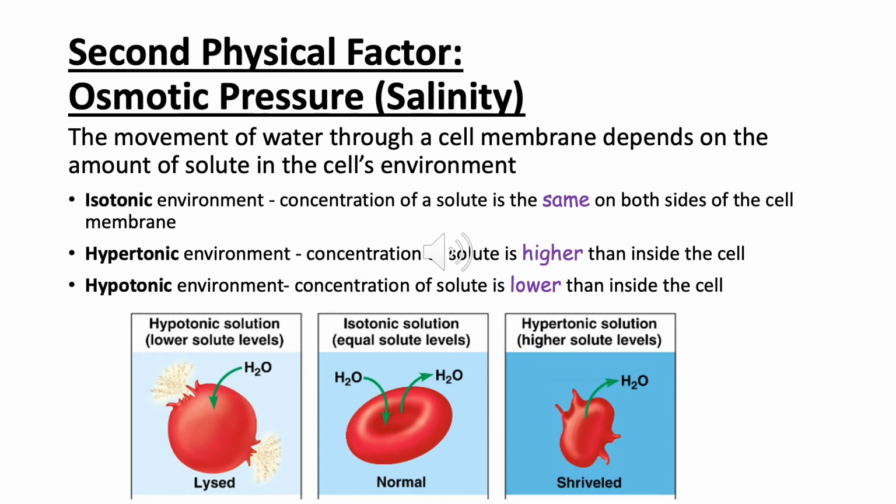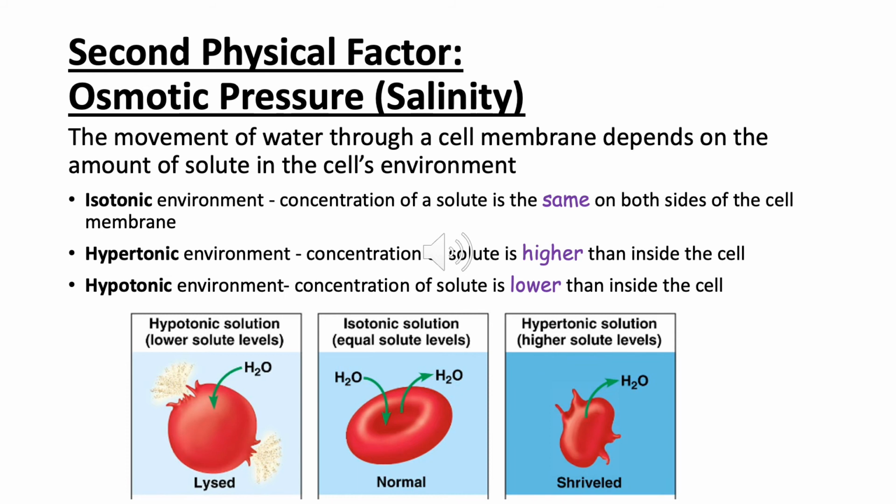The second type of environment is called the hypertonic environment, and that's represented here in the darker blue picture. Hyper meaning high, so the concentration of solute is higher than inside the cell. So what happens to water if the concentration of the solute is higher in the environment? The water is going to want to dilute that, and it's going to flow out of the cell. So that causes the cell to become shriveled.